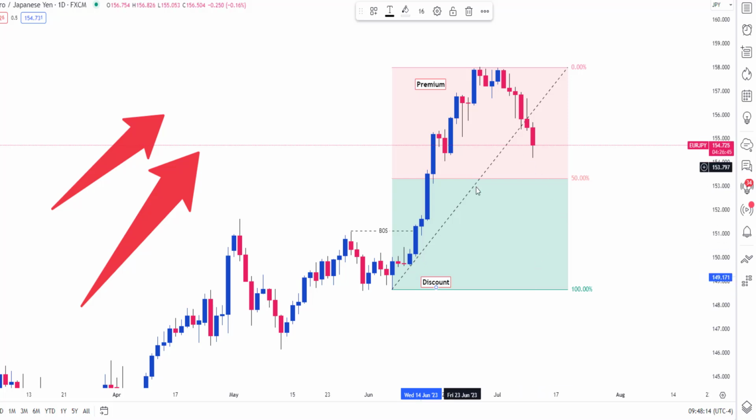And then once you establish this, you're going to mark out your point of reference, or what we call point of interest. And how you do that is to basically come to where you see discount.